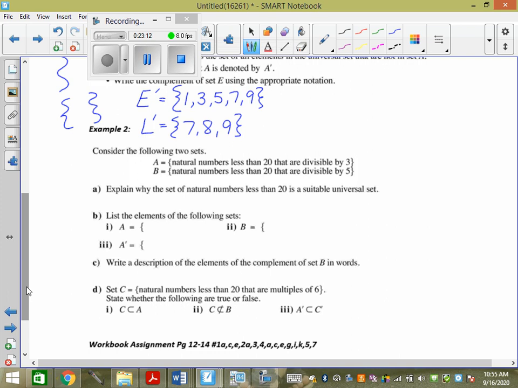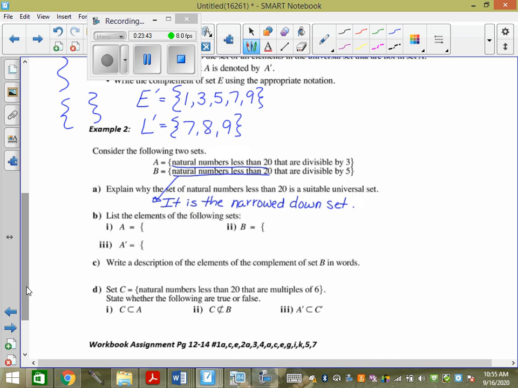So why is the set of the natural numbers less than 20 suitable? Because it's what they narrowed down both of these to be. It's the narrowed down set. Because for both of these, I'm only allowed to look at the natural numbers less than 20, right? So I'm not allowed to look at anything outside of that for both of them. So that's an appropriate universal set because that's what it narrowed it down to be.